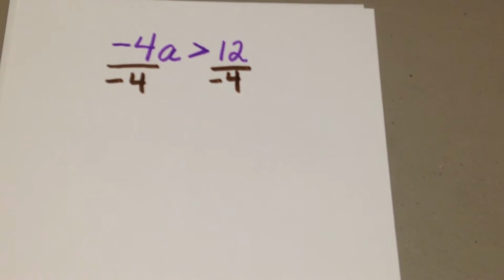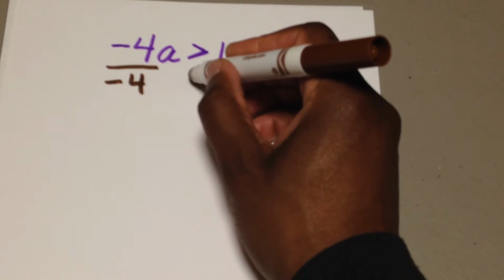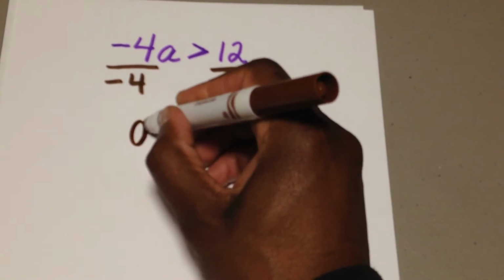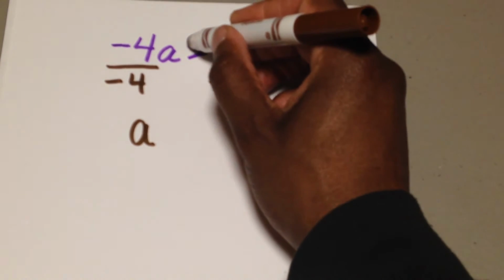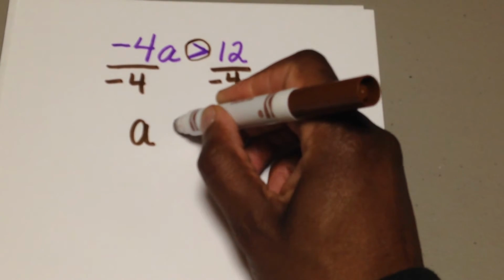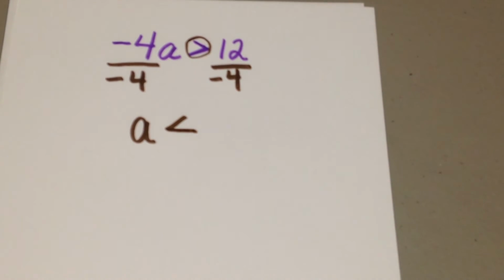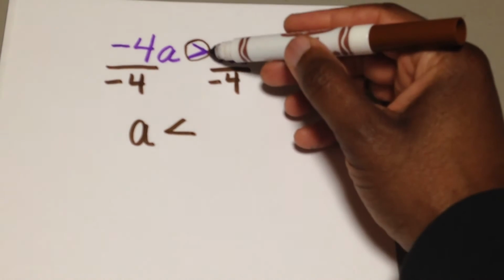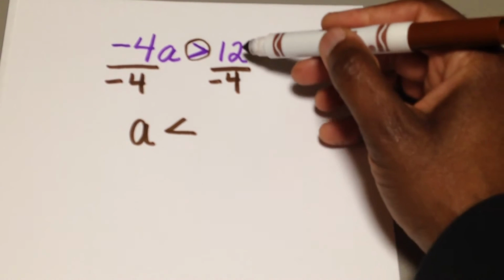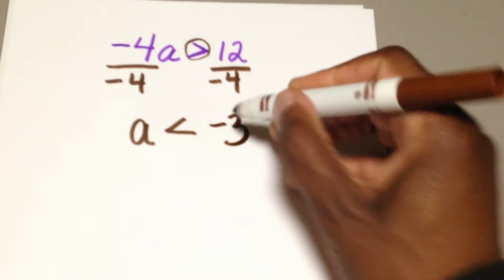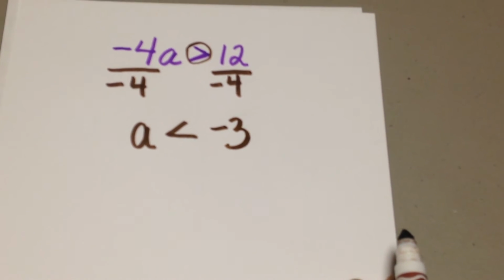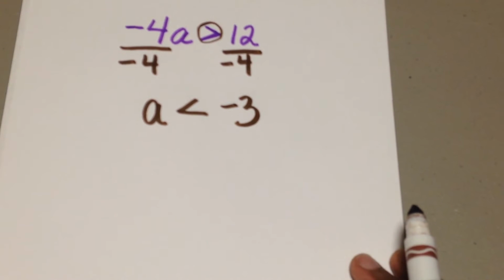And when, oh, you got the alert. So what does that mean? Since we're dividing both sides, this is going to be a, because negative 4 divided by negative 4 will leave me with a. We're going to switch and change the direction of the inequality symbol. It was once greater than, now it's a less than symbol. And then I do 12 divided by negative 4, which gives me negative 3. So what I have now as my solution set is a is less than negative 3.